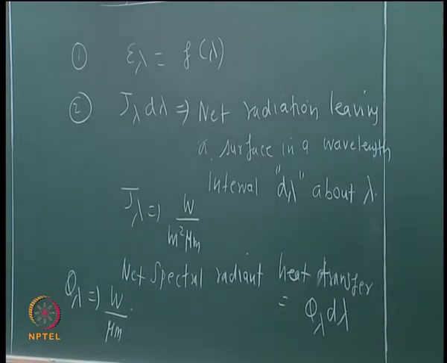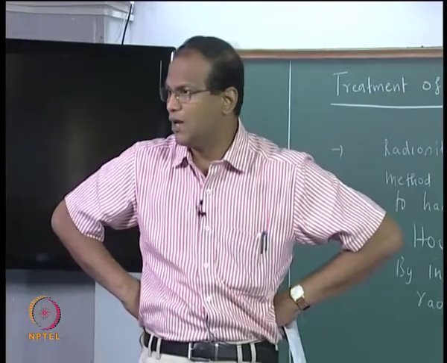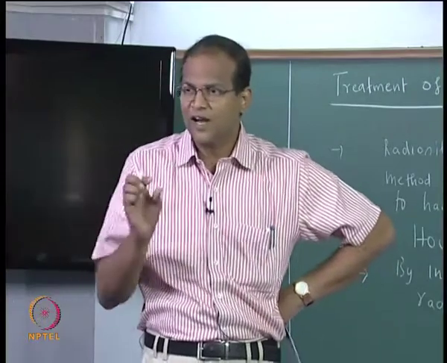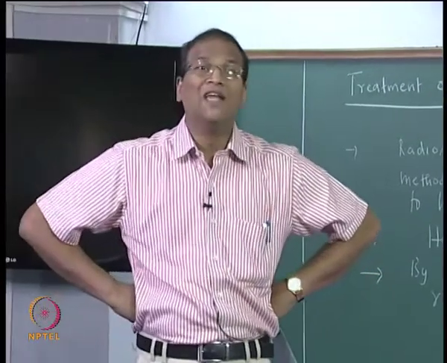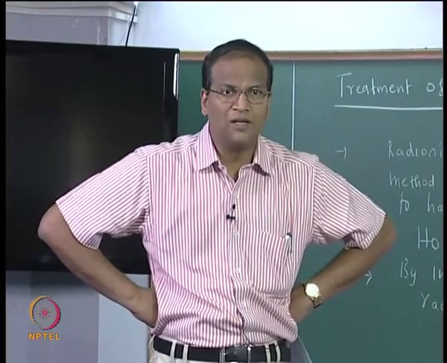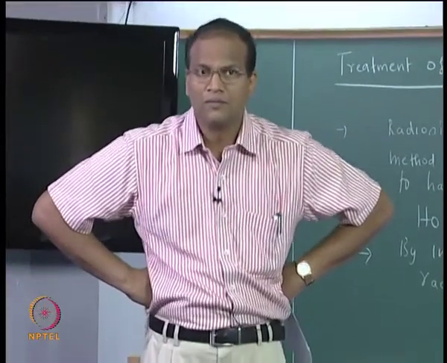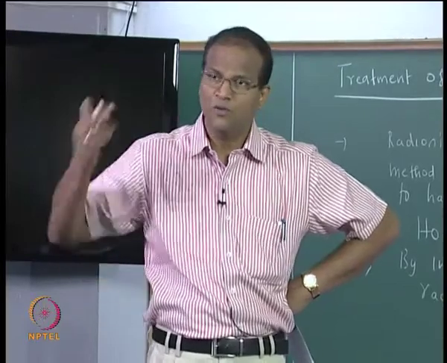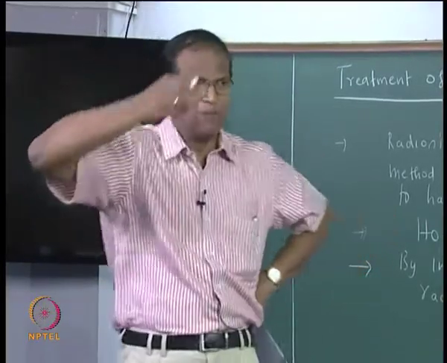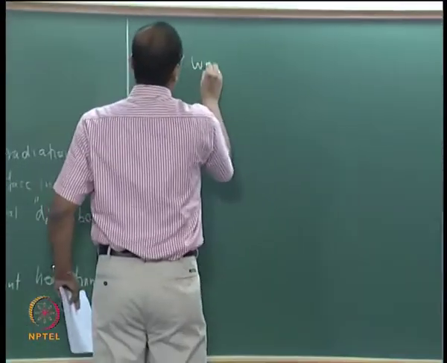Since the whole wavelength interval lambda equal to 0 to lambda equal to infinity is not used, we are considering d lambda about lambda, we cannot use the Stefan Boltzmann law. But does it mean that we cannot proceed with the calculations? Instead of the Stefan Boltzmann law, what will you use? What is the original law? We will use Planck's law, right?